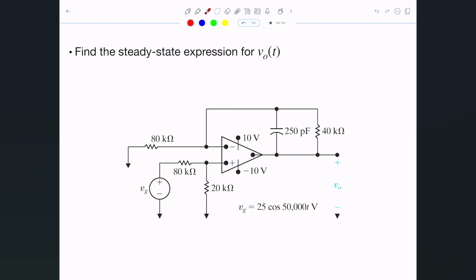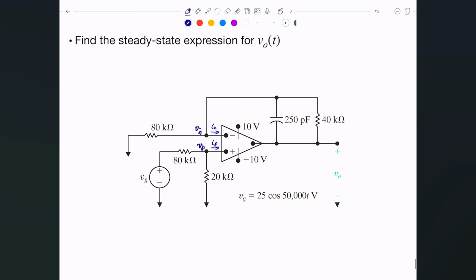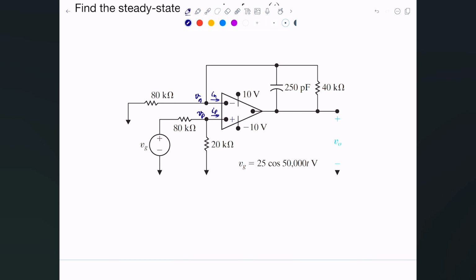Okay, so where do we get started? Well, it's in the same exact way that we've done with DC analysis. So we have the same assumptions. Basically, the first assumption is the current in here, which I'll call IN, is 0, and the current in here, IP, is 0. And also we can say that V of P and V of N are exactly 0.